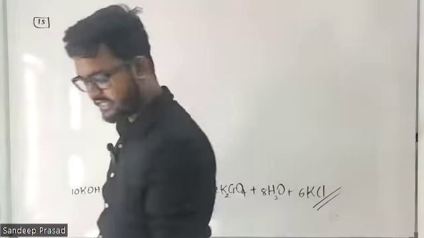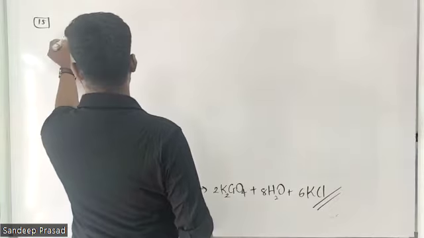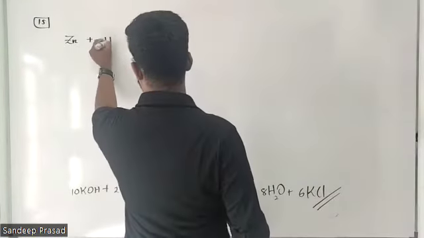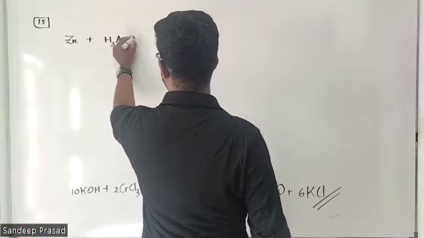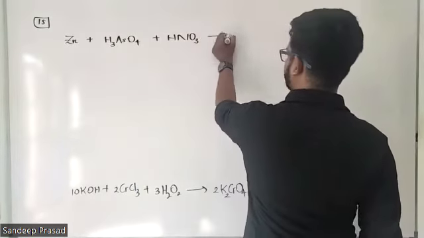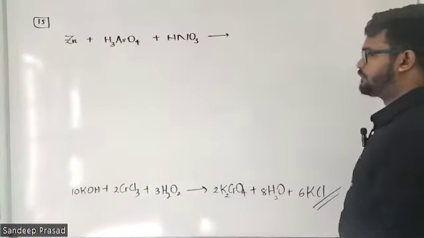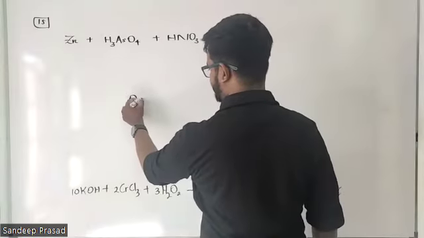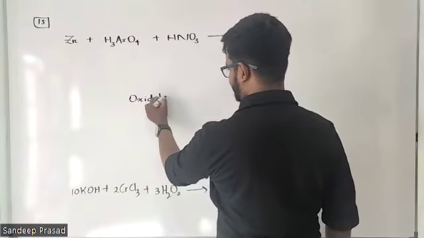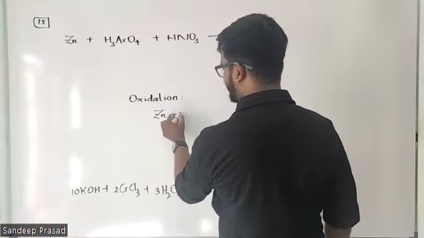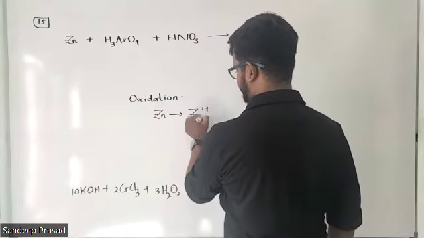So the 15th one says that zinc is reacting with arsenic acid, H3AsO4, and HNO3, nitric acid. They're asking to obtain the products and balance the reaction. Students, remember, the first thing you have to understand here is oxidation. Who is going to oxidize? We have zinc metal, so zinc is going to convert into zinc 2+. That is the oxidation.